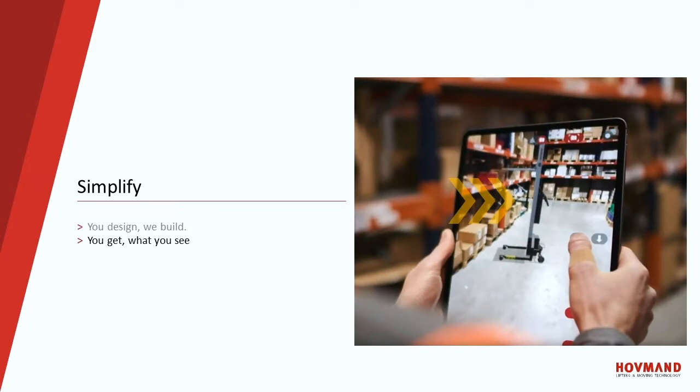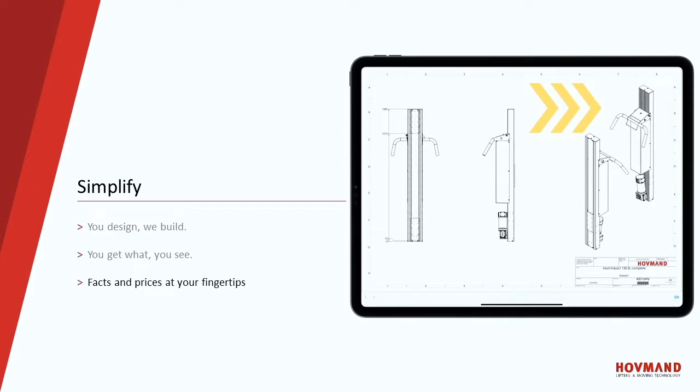The app furthermore gives you the unique possibility to demo the lifter in real work environments. You signal to the customer: you get what you see. With the app, you can get access to product sheets, drawings, and the latest prices. All the information is just at your fingertips. The app is a very strong sales tool, but how does it actually work? How do I get started?